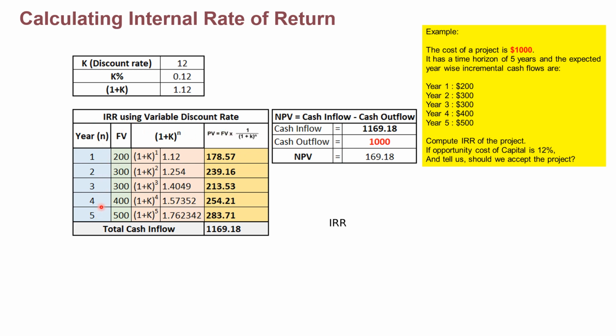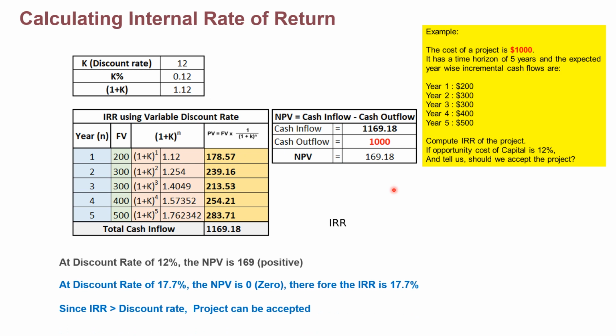First, for each year the future value is given, and we divide by (1 plus K) to the power n. Now we calculate the present value for each year and sum them up, which is the total cash inflow. So cash inflow minus cash outflow is the NPV value. The cost of the project is $1,000, so we already have the outflow value. Summing up all the present values and subtracting the cash outflow, we get the value of 169. Based on this value, we consider whether to accept or reject the project.